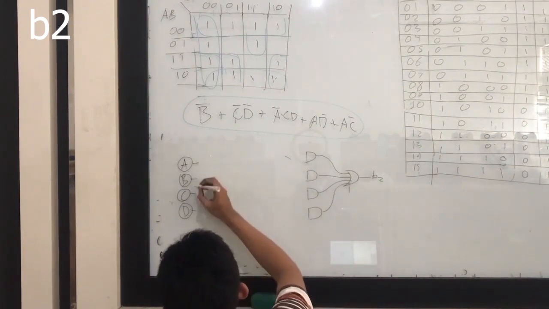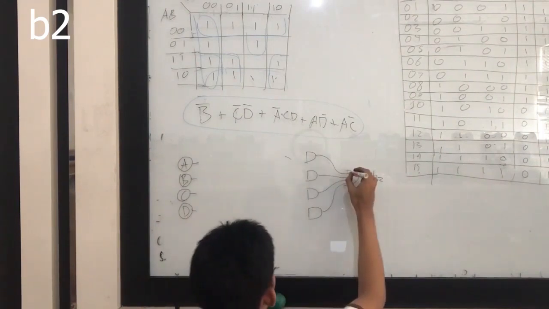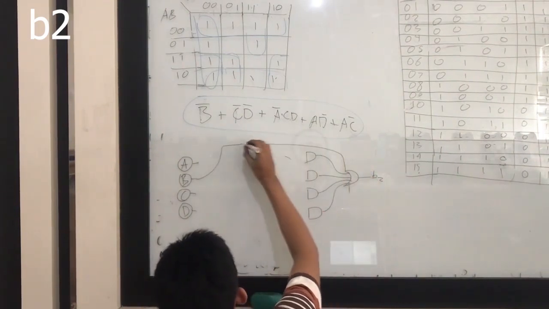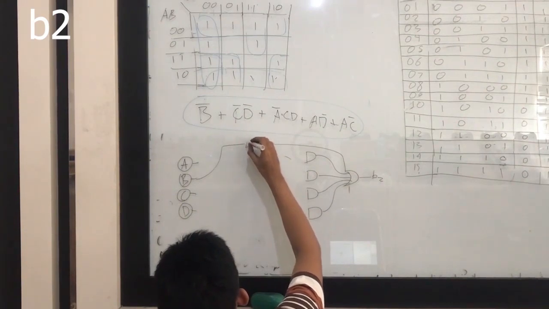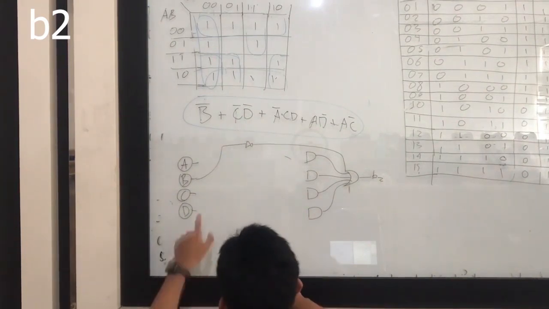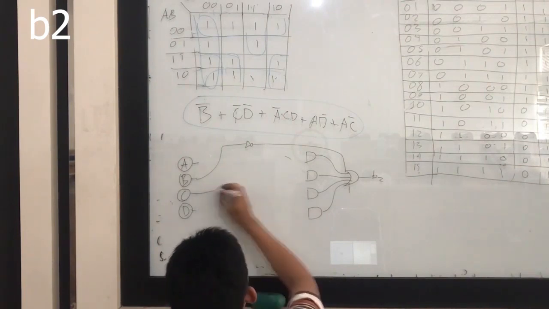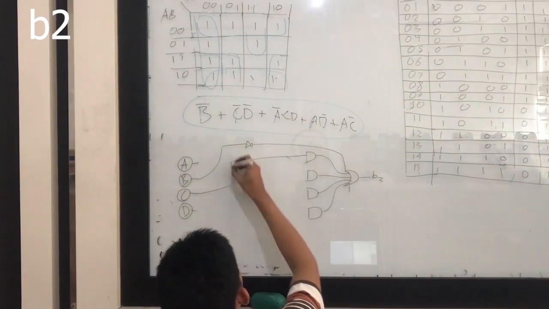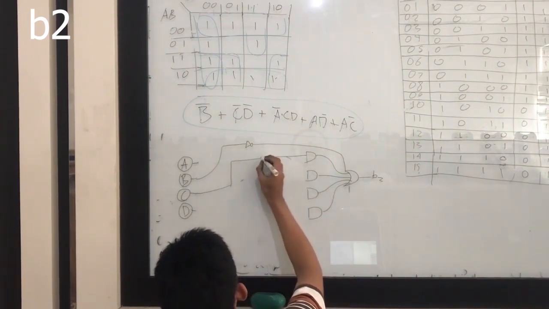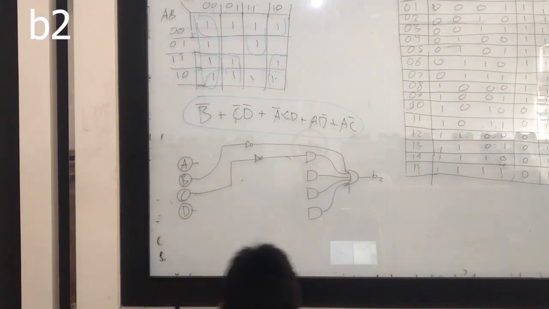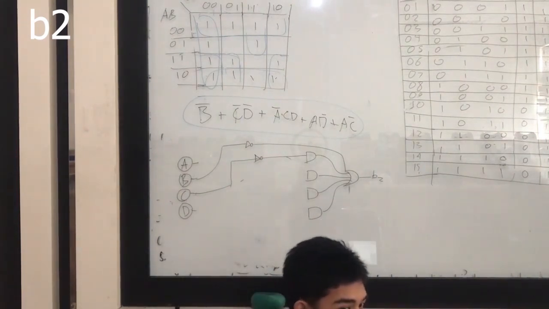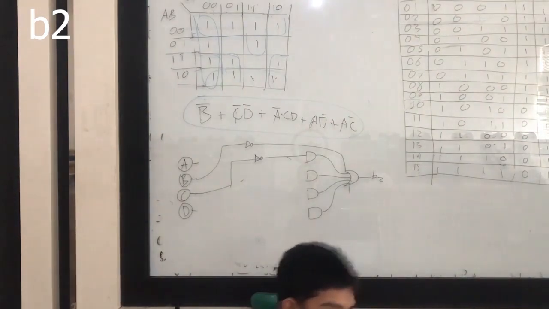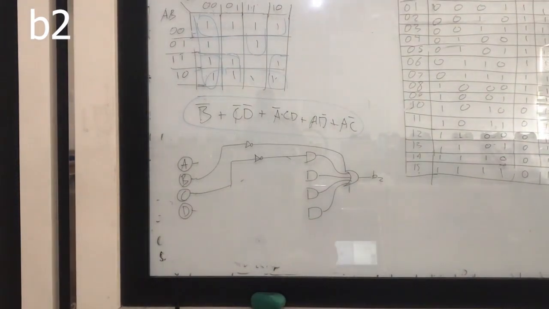A inverse. Inverse CD. C. CD. D, I, C. Okay.